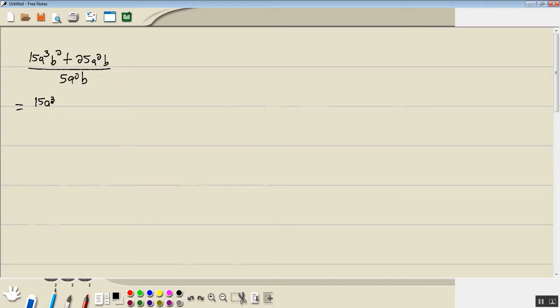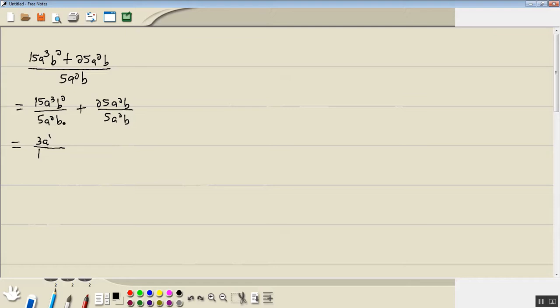So I'll put my first term, the 15a to the third b squared over 5a squared b, plus my second term over that. And then we're going to simplify these fractions. 15 and 5 are both divisible by 5. 15 divided by 5 is 3. 5 divided by 5 is 1. Now here we have a to a power over a to a power, so we subtract the smaller exponent from the larger one. 3 minus 2 is 1, and we'll have a to the first power where our larger exponent was, which was on top.